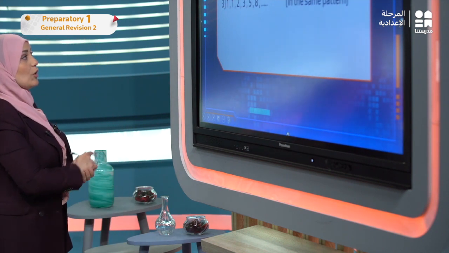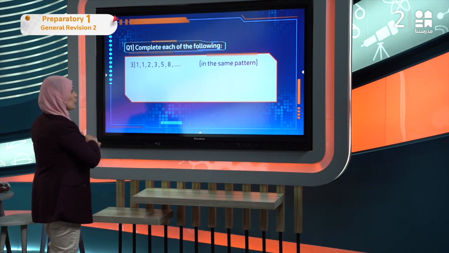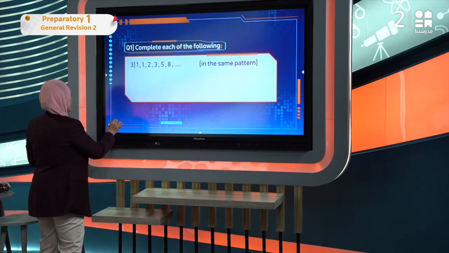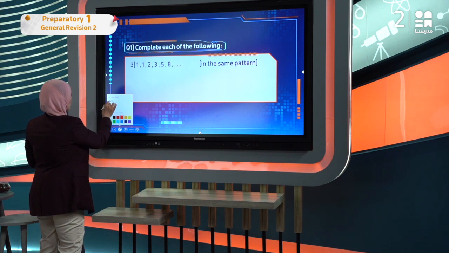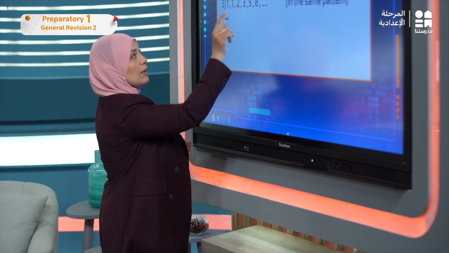Number 3, 1, 1, 2, 3, 5, 8. In the same pattern, we need to complete this pattern. So we have a missing number here. And as you can see, here we have 1, it will be 1, then 1, it will be 2, 2, it will be 3, and so on.